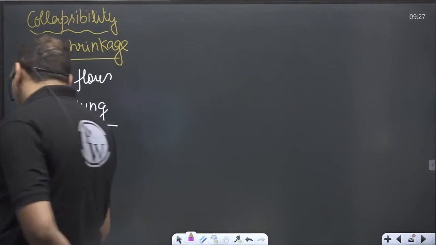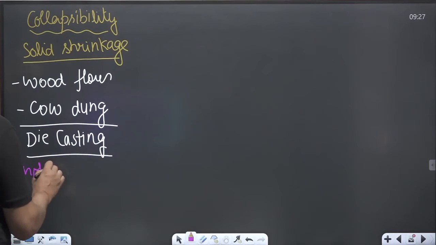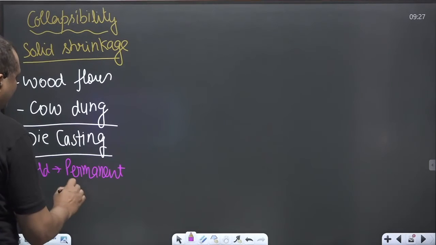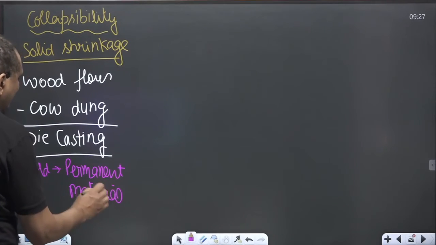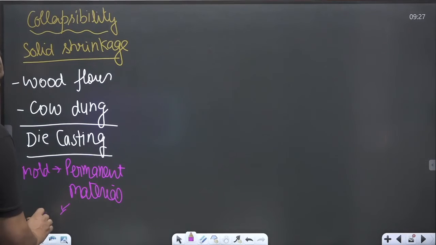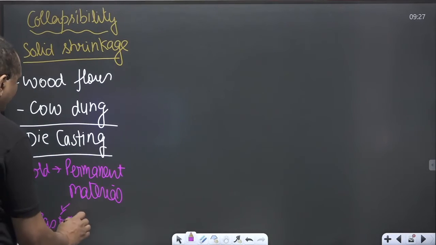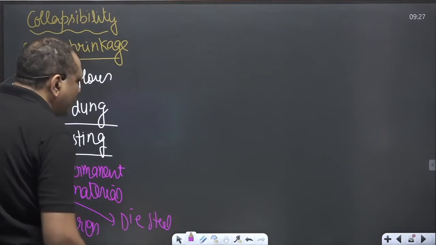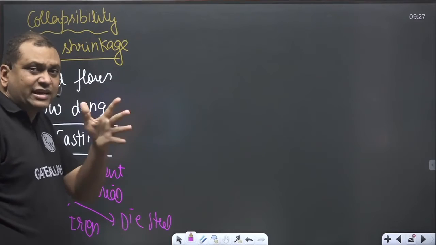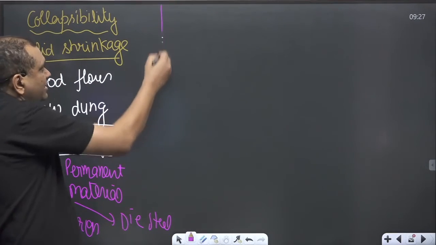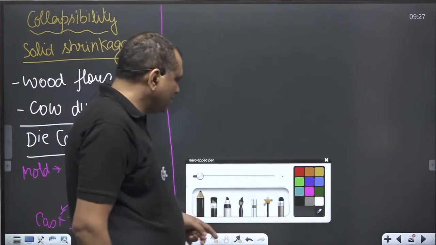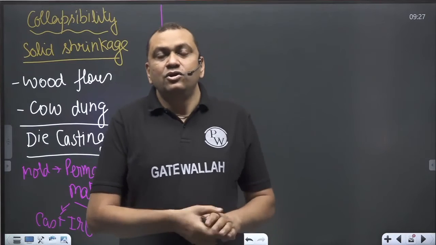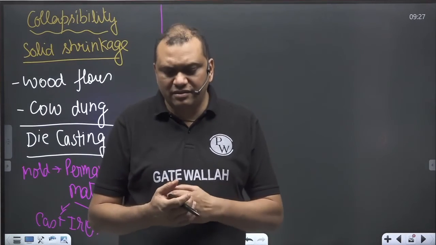But in die casting, the mold is made up of some permanent material, and generally in industry we use cast iron. Very rarely we use die steel, but primarily it's cast iron. So the same mold can be used again and again.